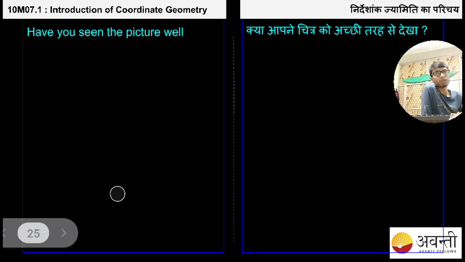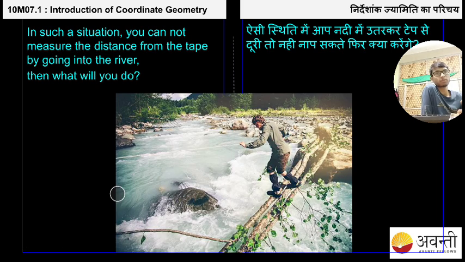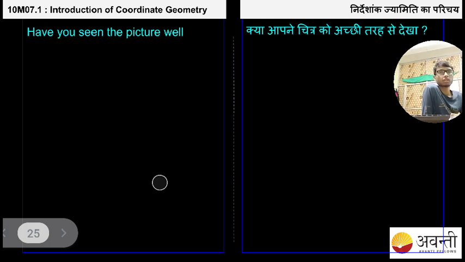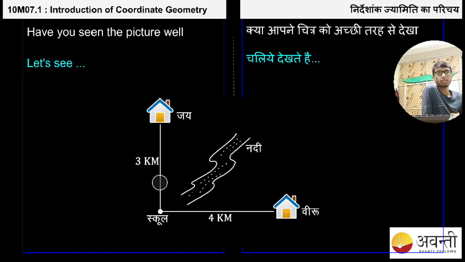Have you seen the picture? It is very risky. If we go in this river, then it will be very risky. Without taking risk, we can find the distance between two houses. But how? The question is how? Have you seen the picture? Yes. Let's see. That is the shortest.